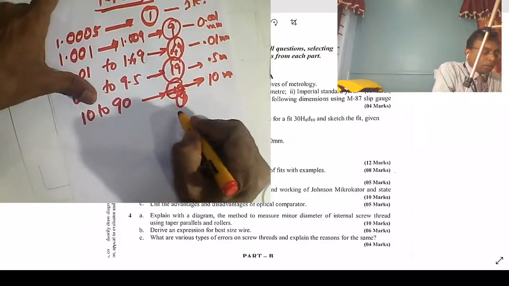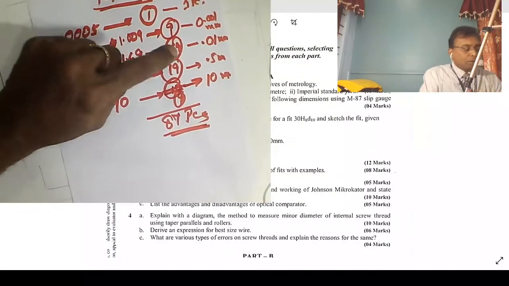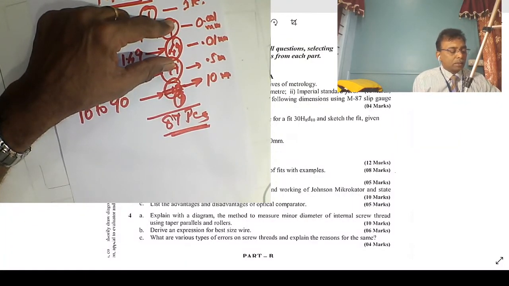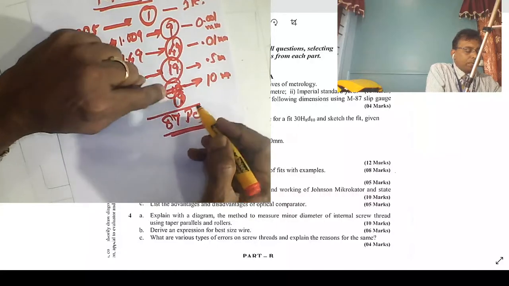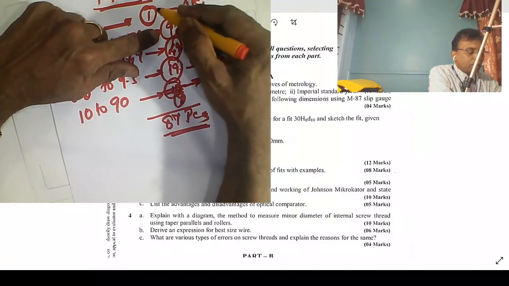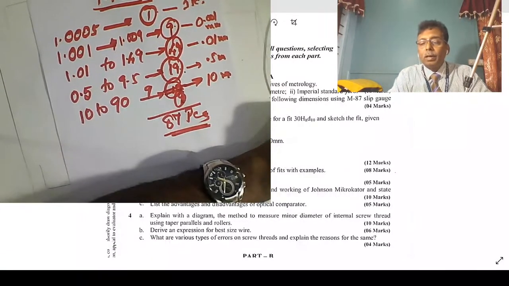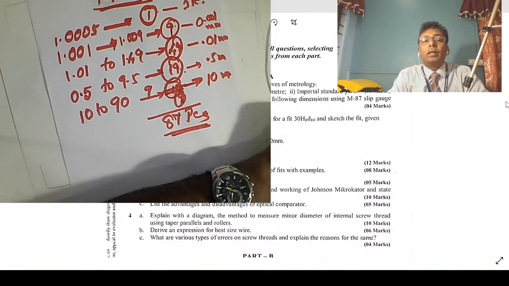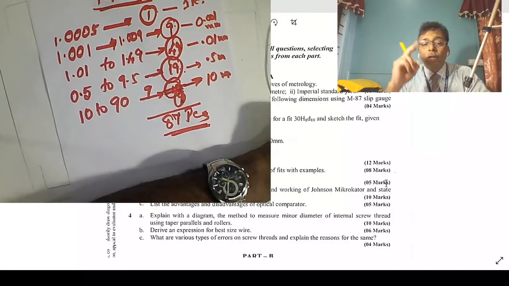So here 49 plus 9 plus 1 plus 19 plus 9, what you get finally is 87 slip gauges. So using M87 you need to build the slip gauge combination. Let us see, I think I have solved one problem. 92.357. The given question says 92.357 using two production slip gauges of 2.5 mm each.